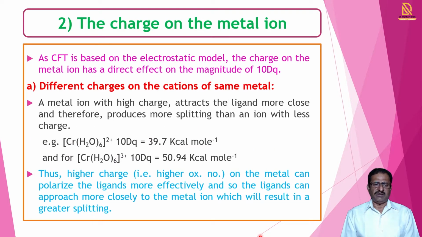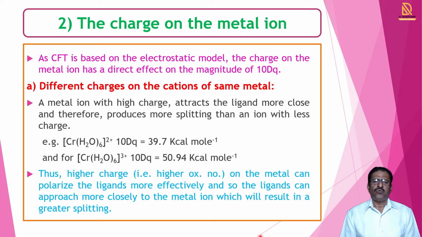Then the charge on the metal ion. Metal ions have different charges depending upon how many electrons are donated. When the charge on the metal ion changes, its size also changes. This crystal field theory is based on the electrostatic model, the electrostatic force of attraction. So the charge on the metal ion has a direct effect on the magnitude of 10Dq. This charge mainly affects the size, and it also affects the magnitude of 10Dq.